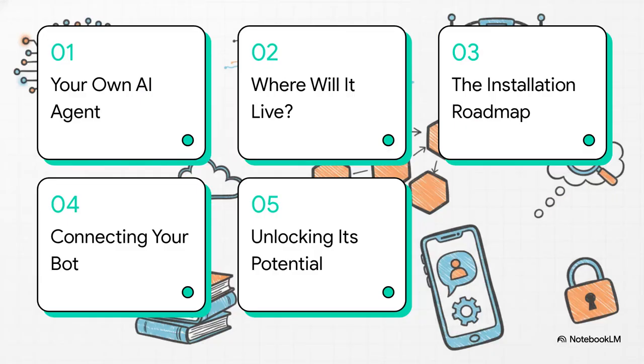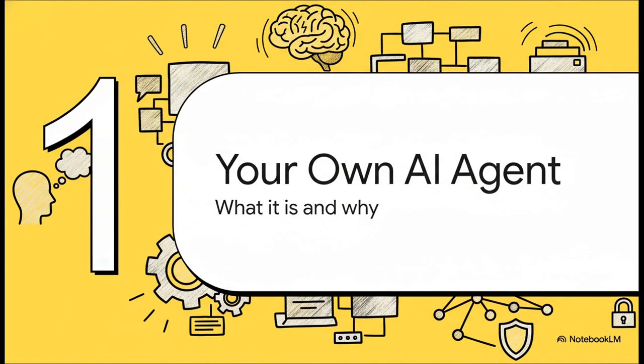We're going to break this whole thing down into 5 simple stages. First, we'll get a handle on what this agent actually is. Then we'll figure out the best place for it to live. After that, we'll get into the nitty-gritty of installation, connect all the different pieces together, and finally, the fun part, exploring everything you can actually do with it. All right, let's dive right into our first section.